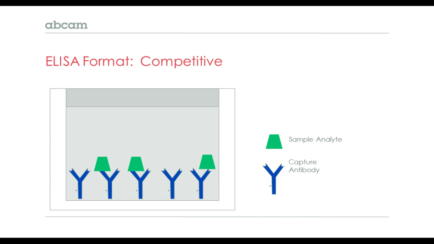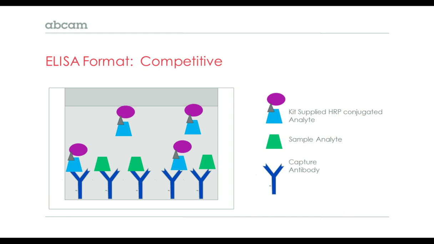The next example we'll show here is a competitive ELISA. And in this case, the analyte present is binding to a capture antibody that is on a plate, and then you come back with binding of a kit-supplied HRP conjugated analyte. So you have the same analyte that's being measured is now also found as an HRP conjugate in the kit. And this presents a competitive situation.